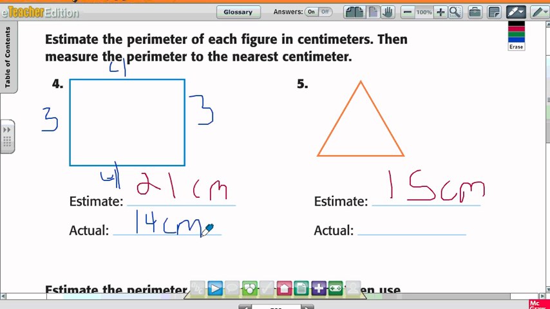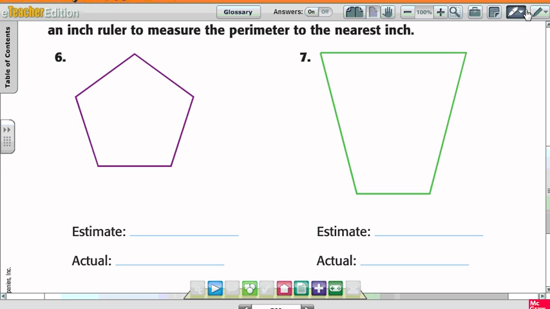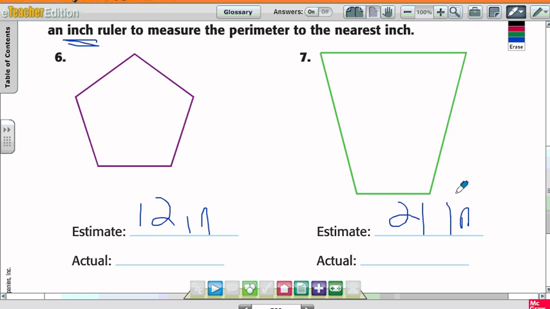When I did number 5, I have 3 centimeters, 3 centimeters, and 3 centimeters. This is an equilateral triangle, meaning all the sides are the same length. So 3 plus 3 is 6, plus 3 more is 9. So I got 9 centimeters for that one. Then you'll go ahead and do 6, just estimate, meaning guessing. 12. Now it's asking you to do inches, just IN. And then we do maybe 21 inches, just guessing.